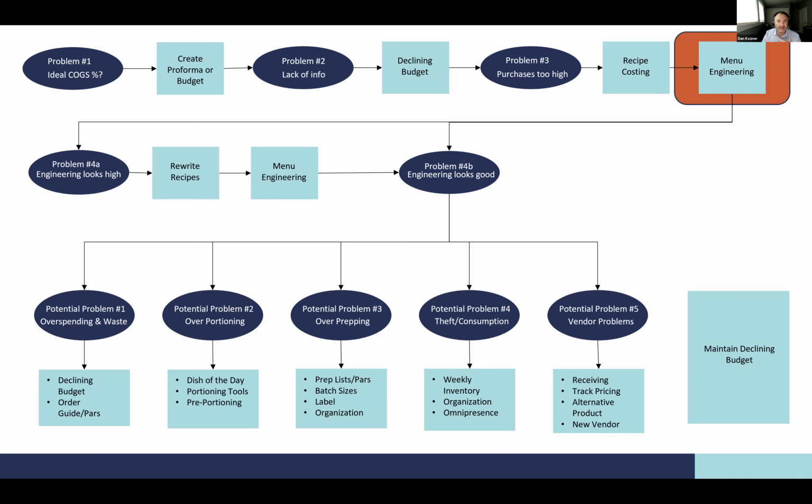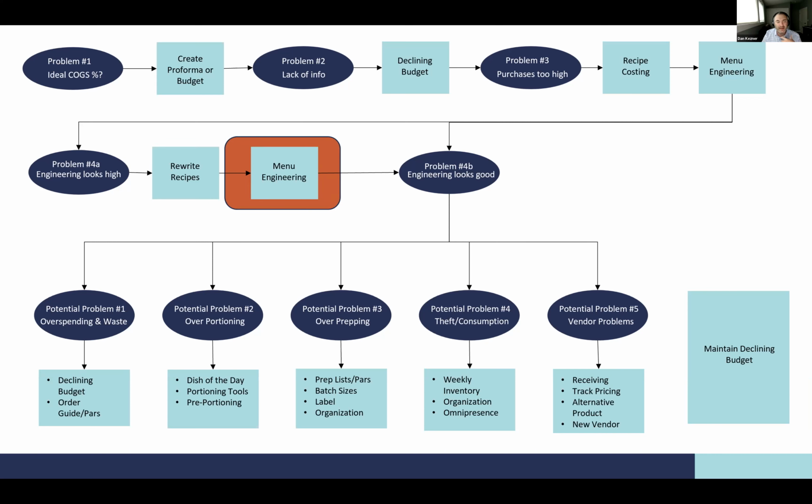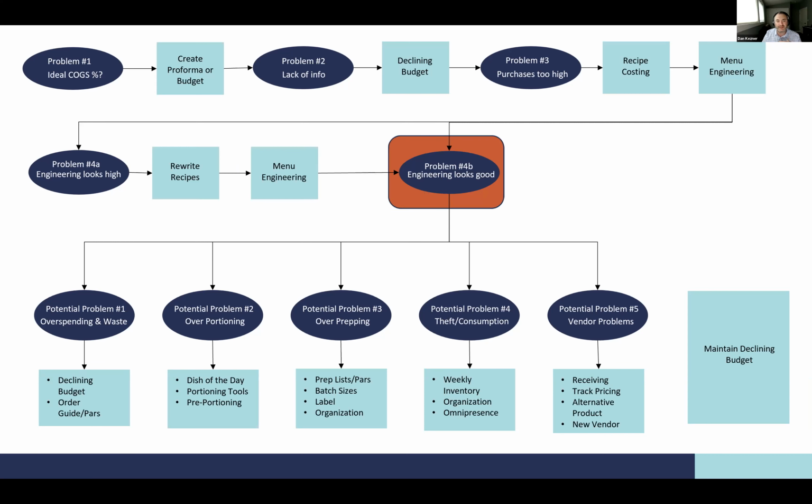Then one of two things happens. Either our engineering looks good, or it looks high. Say we go through the menu engineering report and it delivers a theoretical cost of goods of 32% and our target is 28%. Then we know right there that the first thing we need to do is go back and rewrite our recipes, create new recipes, and then conduct our menu engineering again. But most of the time when we go through this, our engineering looks good. But again, we know our purchases are too high, or our cost of goods is higher than we want.